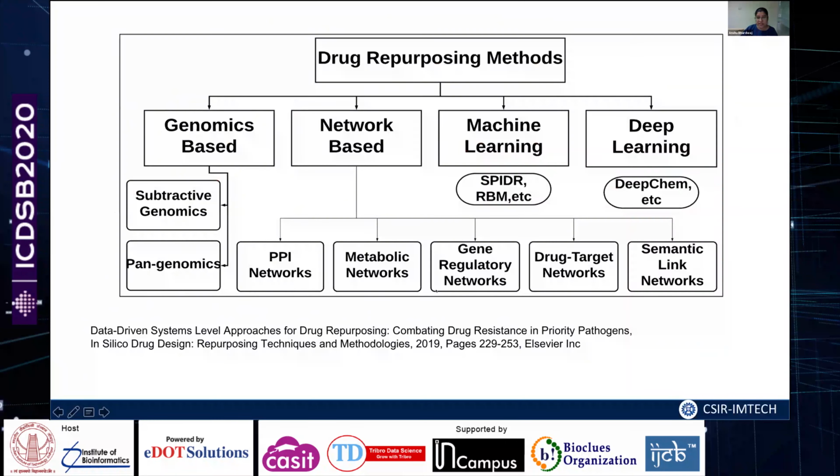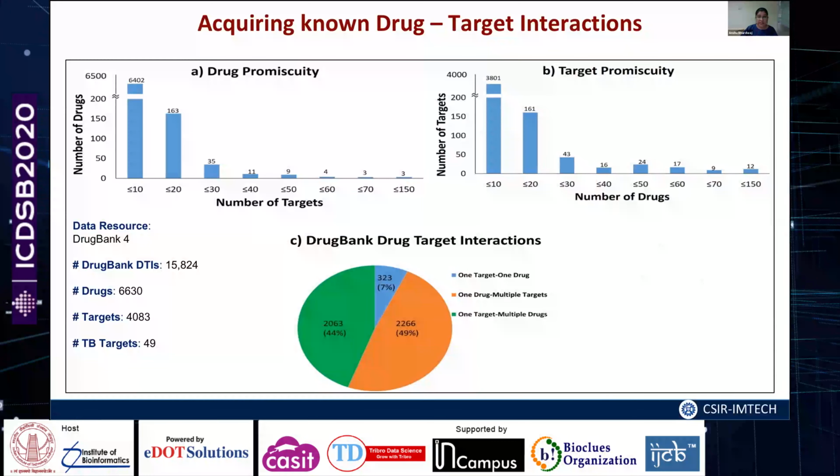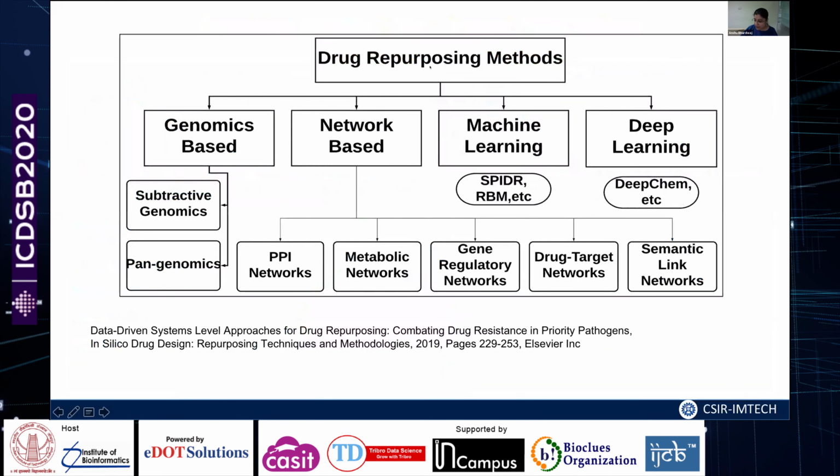What I want to say is that for drug repurposing, there are many methods. There are genome-based, network-based, machine learning-based, deep learning-based, and we actually reviewed all these methods very extensively in our review last year. Today's focus is to tell you about a network-based method, using graph theory for drug repurposing. So what we did here. Now, this is simple data. You go to DrugBank, okay?